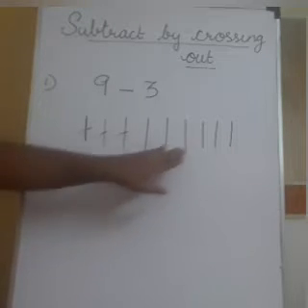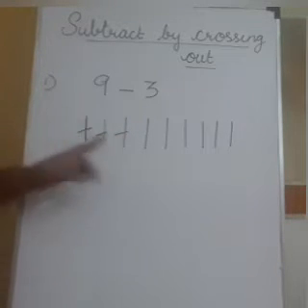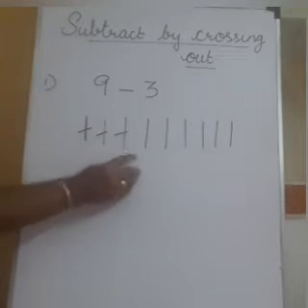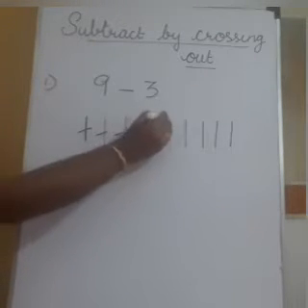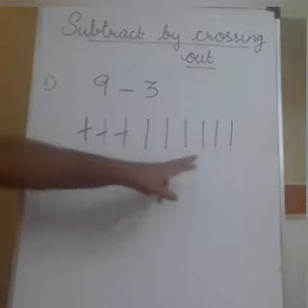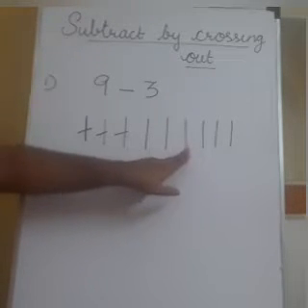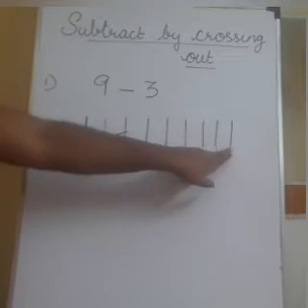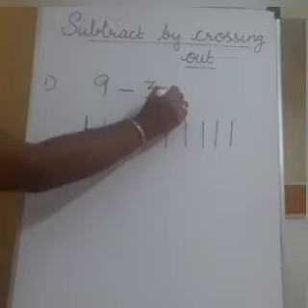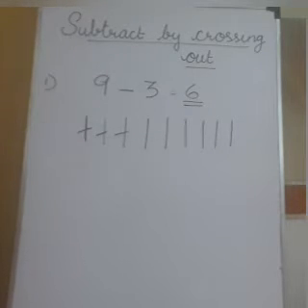Now, look at this. How many lines are remaining there? Let us count. Count with me. 1, 2, 3, 4, 5, 6. There are 6 lines remaining. So, my dear kids, 6 is the answer. What is the answer of this question? 6 is the answer.